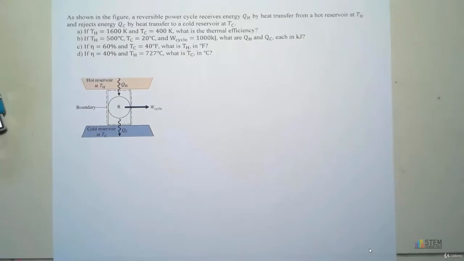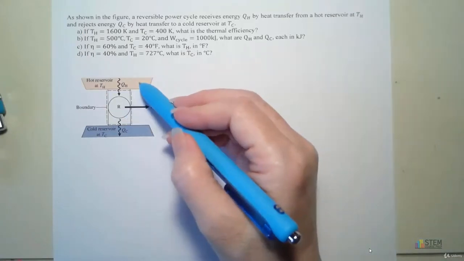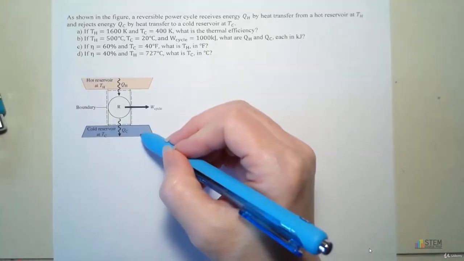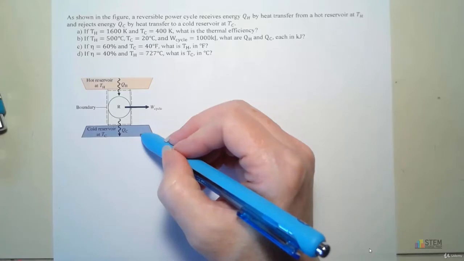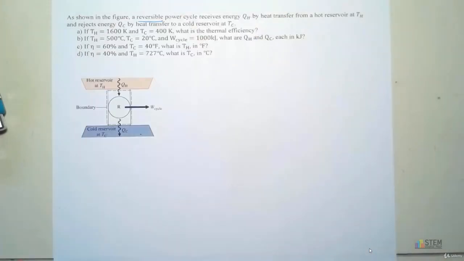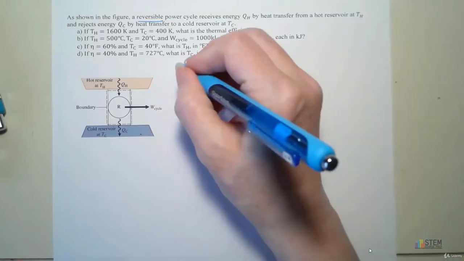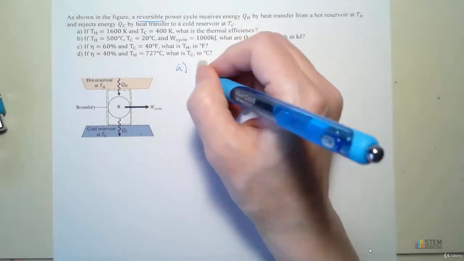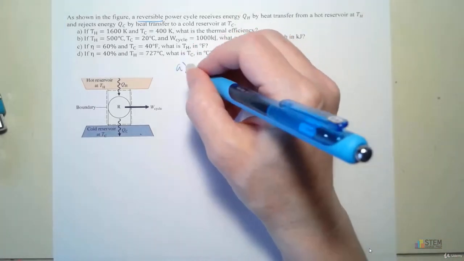The first one, we're going to let TH be 1600 kelvins, so that would be the temperature up here. The cold reservoir is going to be at a temperature of 400 kelvins. It wants to know what the thermal efficiency is. Notice this says it's a reversible power cycle. Remember, reversible is kind of the ideal case that you would have. So let's start on part A, and then we'll go through the other three parts after that.